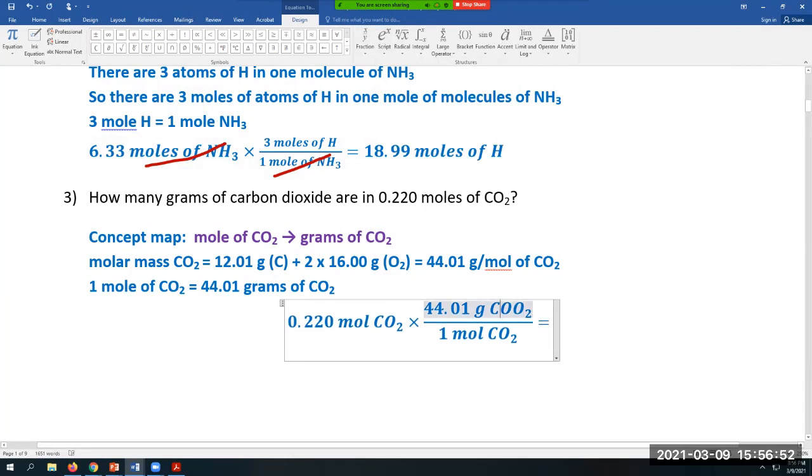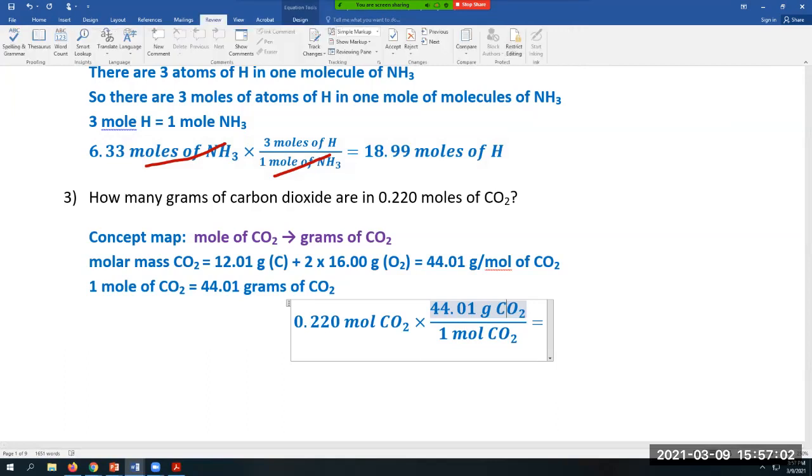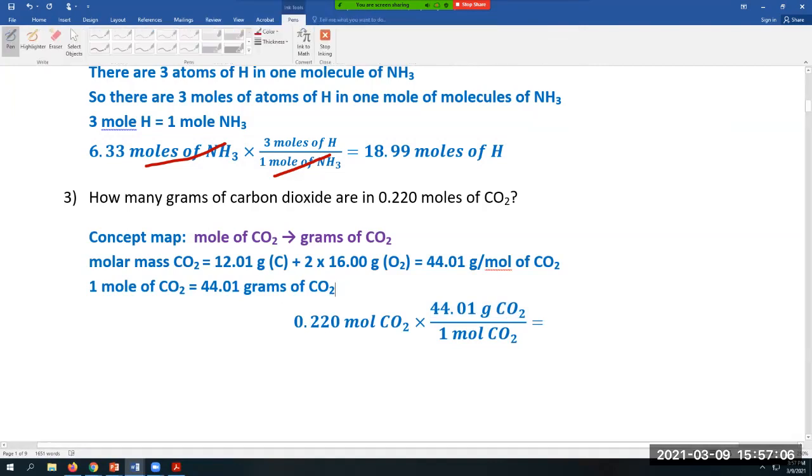Okay, so we have our moles of CO2 on the bottom and then the grams of CO2 on top. And so we see that this way we can cancel the units. So you can see moles of CO2 cancels. And so then we are ready to do the calculation in the calculator, and it's going to be 0.220.